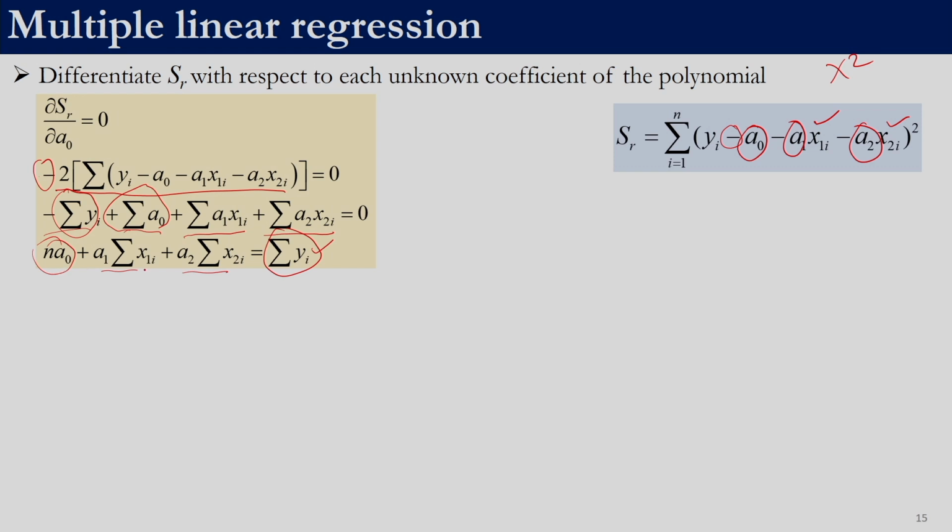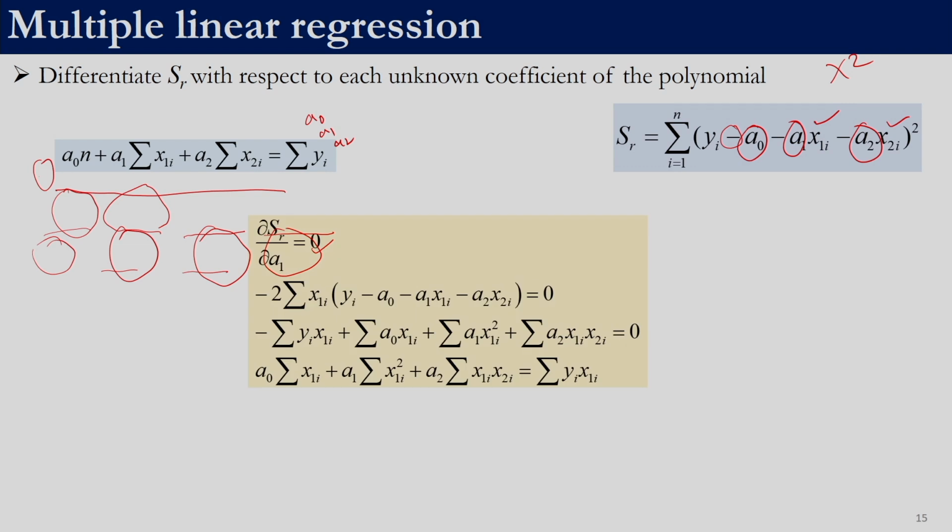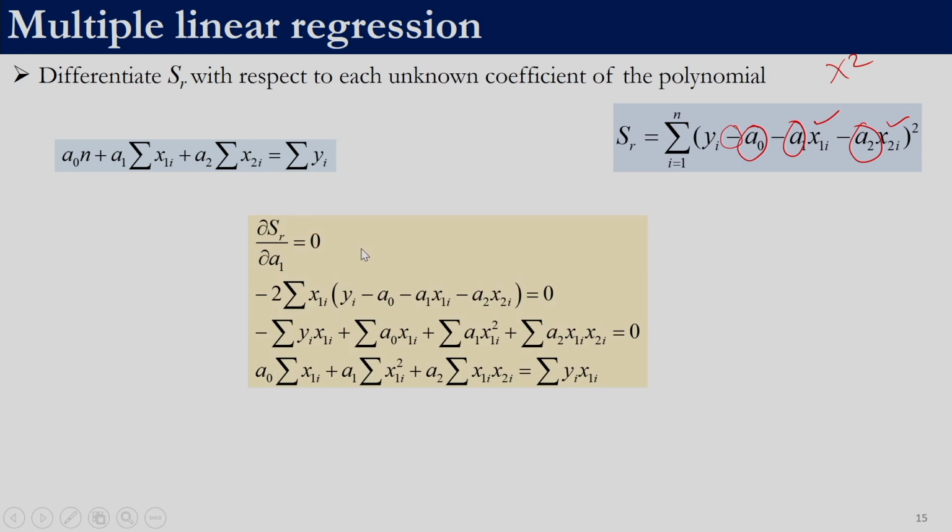Now this is a linear equation. This term is known, summation x1 i is known, n is known, and summation x2 i is known. So, this equation, if we see, is a linear equation in a naught, a1 and a2, those values are not known. Similarly, we need to do dou SR by dou a1. Whatever equation we have derived is given over here, so let us calculate dou SR by dou a1 equal to 0. We apply this stationary point condition.